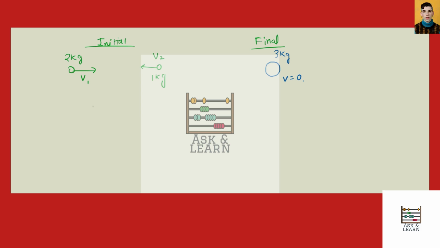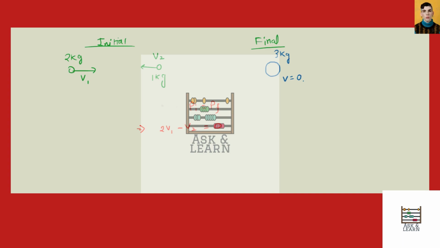All right. So we know that the momentum is conserved, so p_i is equal to p_f. So initial momentum is going to be 2v1, and since this is an opposite direction velocity, this is going to be minus v2, and this is equal to 0. Why? Because the final speed is 0, so the momentum is 0.